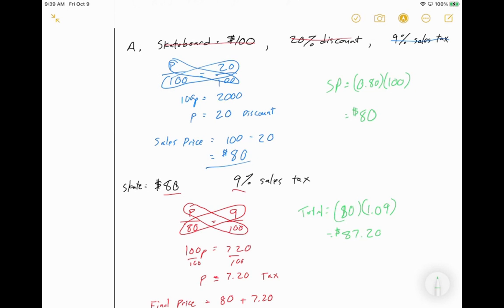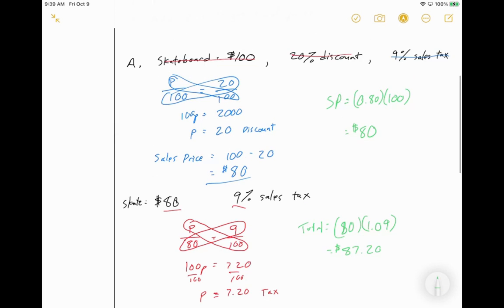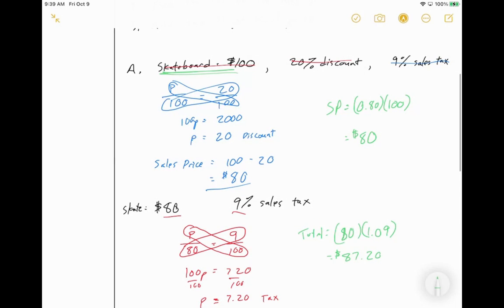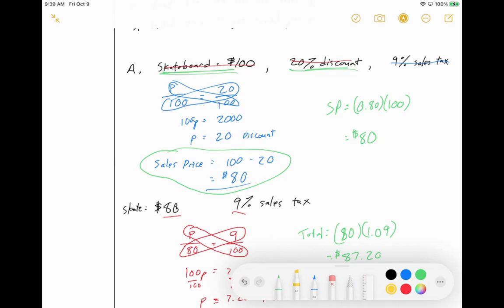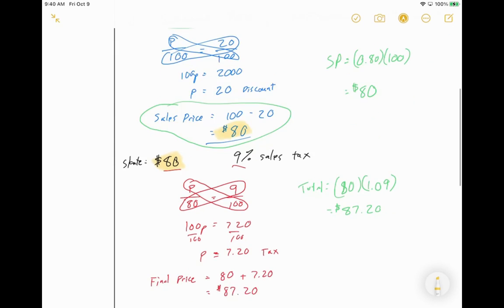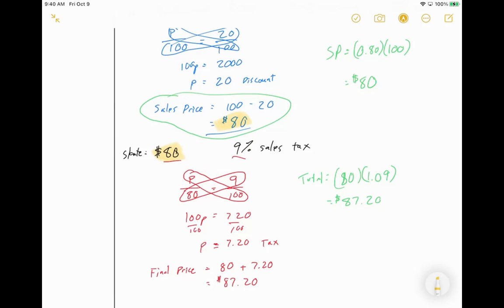Okay, so let's go over the steps again. First thing we did was we took the skateboard and the discount and we found our new sales price. Then we took that amount right here, the 80, and that became our new problem. So again, the 100 goes away. The 20 doesn't matter. We already used it. And then we did a regular tax problem. Okay, let's have you guys try one.